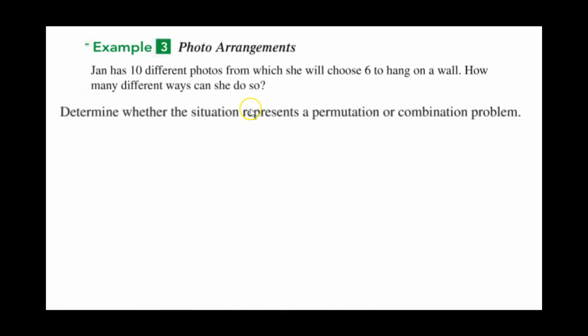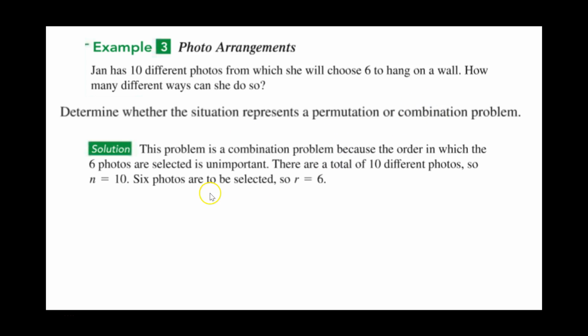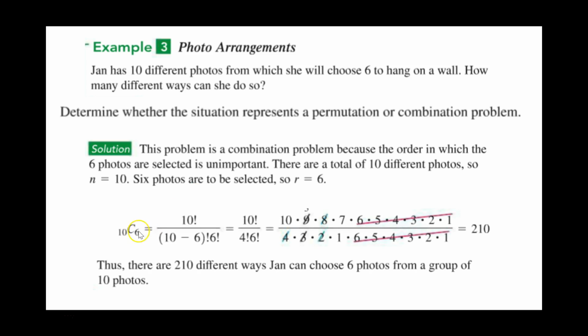This one here, which one should we use? Well, if Jan has 10 photos, and she chooses to hang them on the wall, there's not really a specific order that's going to be of importance. So combination is probably the one we're going to go with in this one. So again, the bigger number 10, because that's the total number, with 6, put in a calculator, we get 210.